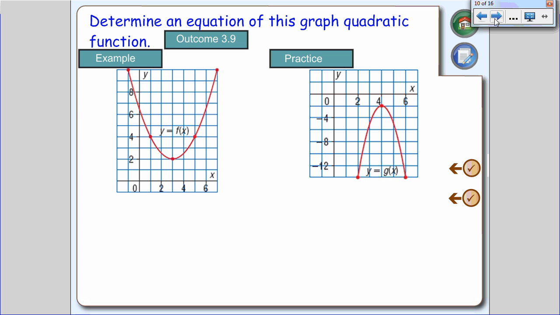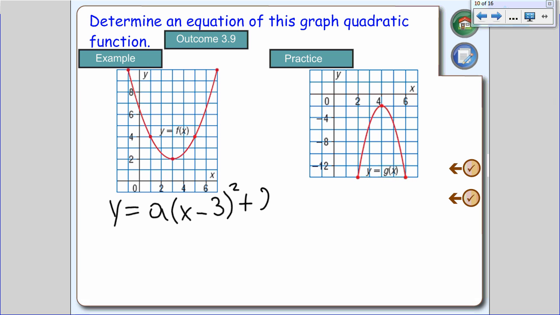Let's do it. y equals a bracket x minus p, squared, plus q. My p value is 3. My q value is 2. We're stuck. We don't have an a value. How can we find an a value?